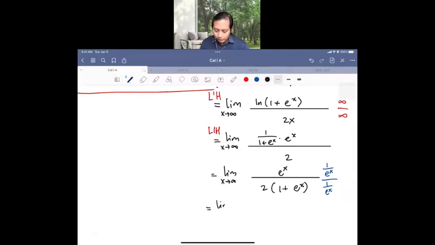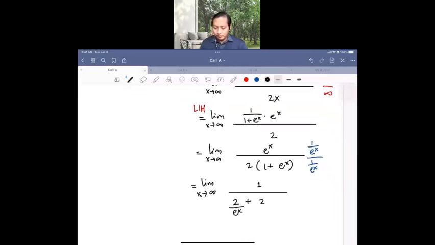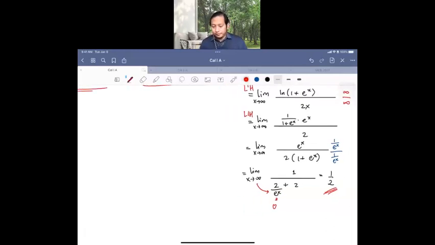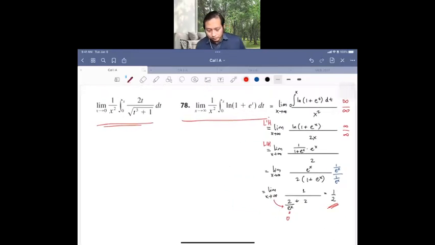So we can write, this becomes 1. This is 2 plus 2 over e to the x, and this part becomes 0 because of the limit. So it will be equal to 1 over 2. Now you can do the same thing for the left one, and I think you can do it on your own. So you can use the L'Hopital rule.